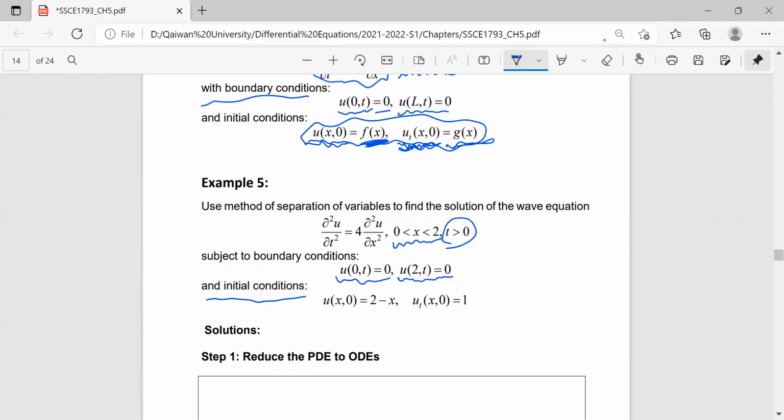And the initial conditions are u of x, 0 equals 2 minus x. If you compare to the general forms above, this is f of x. And u sub t of x, 0 is 1. 1 is g of x. These two are f of x and g of x.